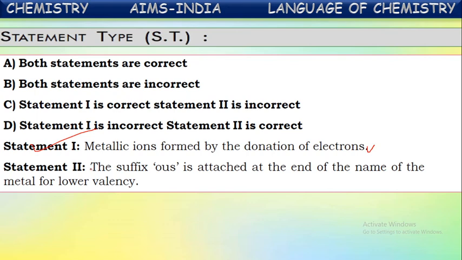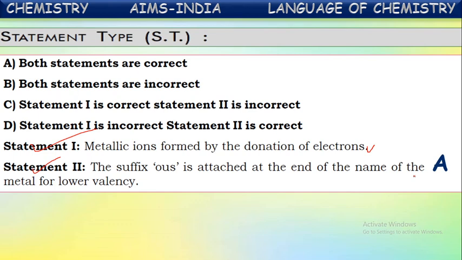Second statement. The suffix "ous" is attached at the end of the name of the metal for lower valency. Yes, if an element is exhibiting two valencies, then the ion with lower valency is named by attaching OUS at the end of its name, and the ion with higher valency is named by attaching IC at the end of its name. So lower valency is named with OUS. This is also correct. So both statements are correct. Then what will be the correct answer?